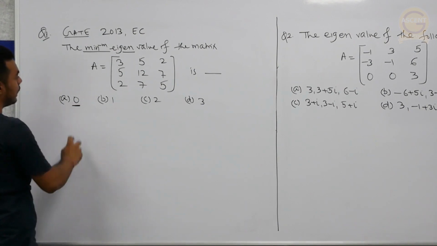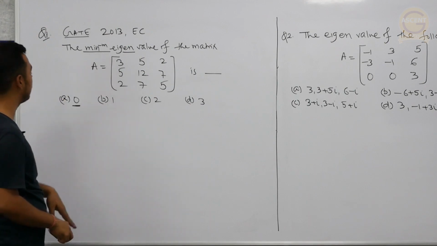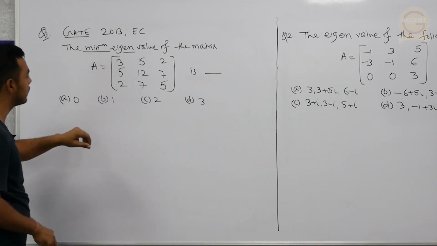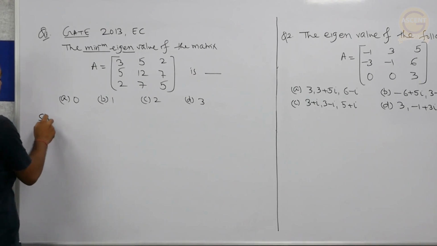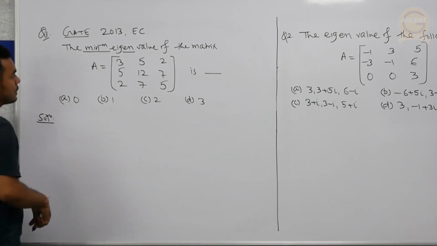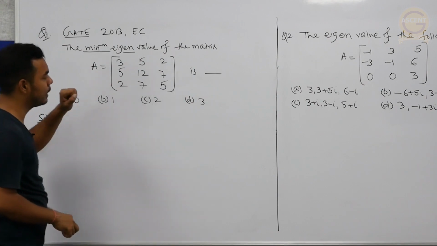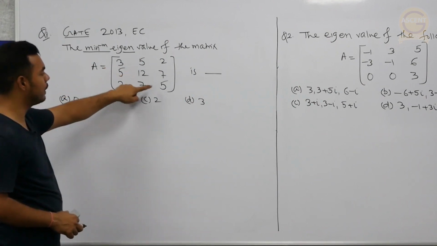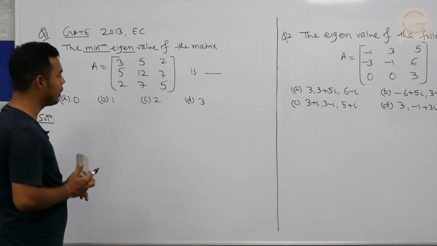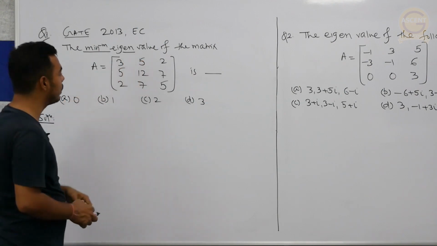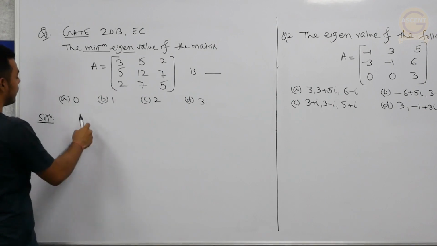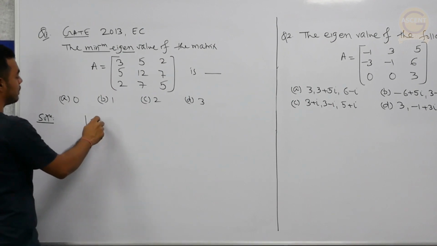Now if we can show that 0 is one of the eigenvalues of this matrix, then this will be our correct answer. So first we have to calculate the determinant of this matrix. We have learned in the properties of eigenvalues that the sum of all eigenvalues is equal to the sum of diagonal elements, and the product of all the eigenvalues is equal to the determinant of the matrix. So for these types of problems, always calculate the determinant of the matrix.